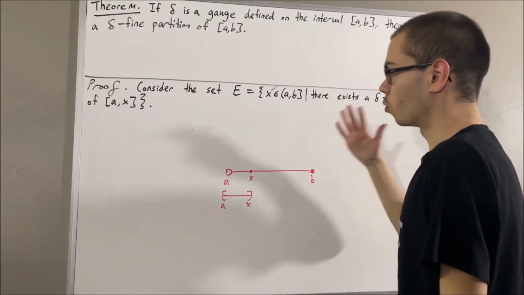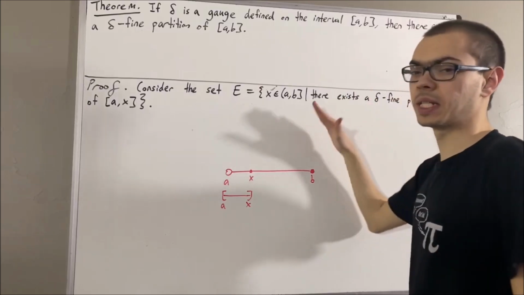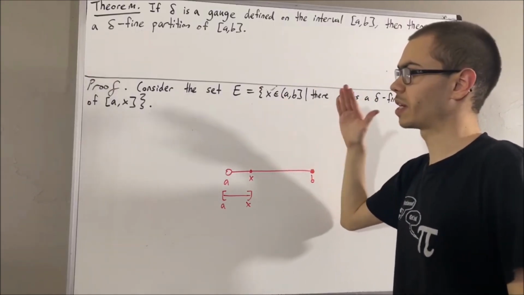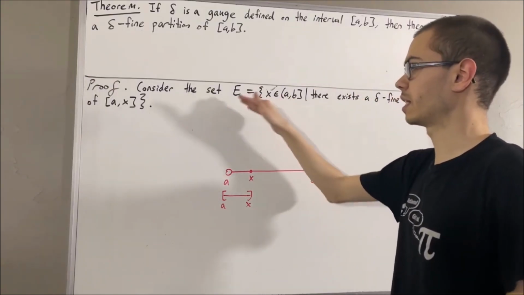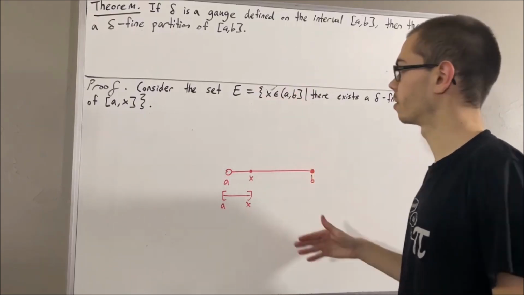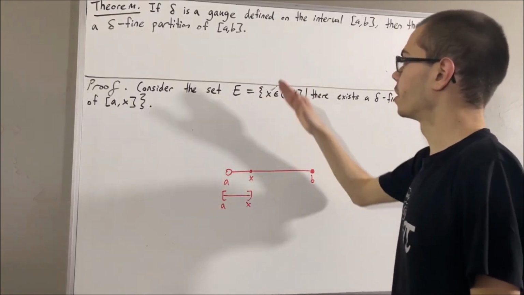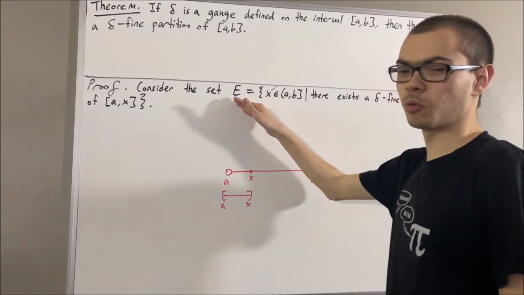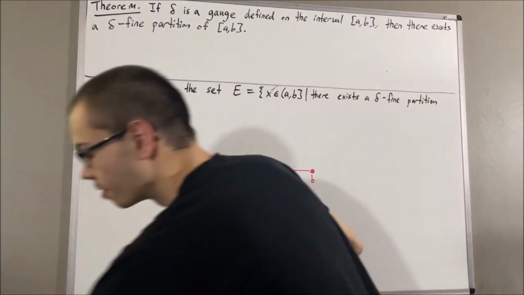In any case, we're going to show that E is non-empty and bounded above. So then by the completeness property of the real numbers, that implies E has a least upper bound. So to show that E is non-empty, we consider the following value.